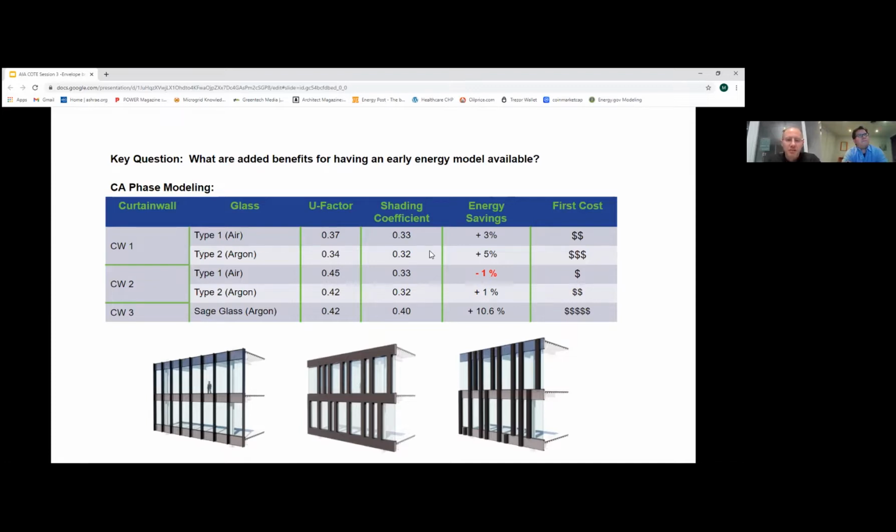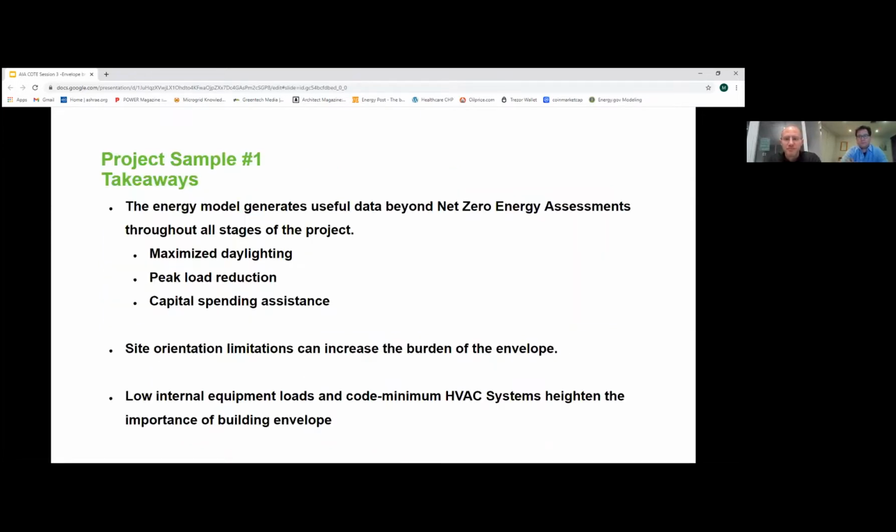So even though a bunch of the curtain walls had close to the same performance, because we were so close to meeting the new code compliance, there were a few that were really, really close to meeting code. Of course, those are the lowest first cost. We could use the model to do more than just look at the early energy savings. It could be used throughout the whole process and whole project.